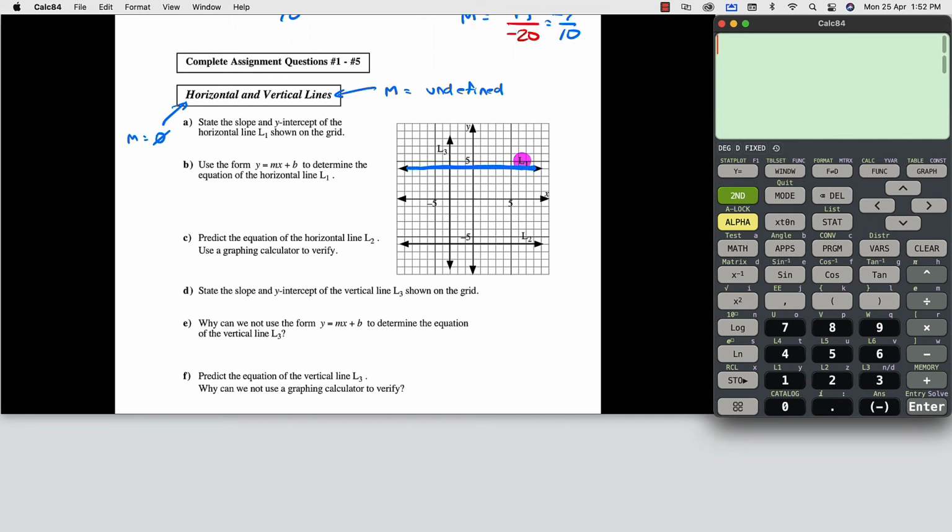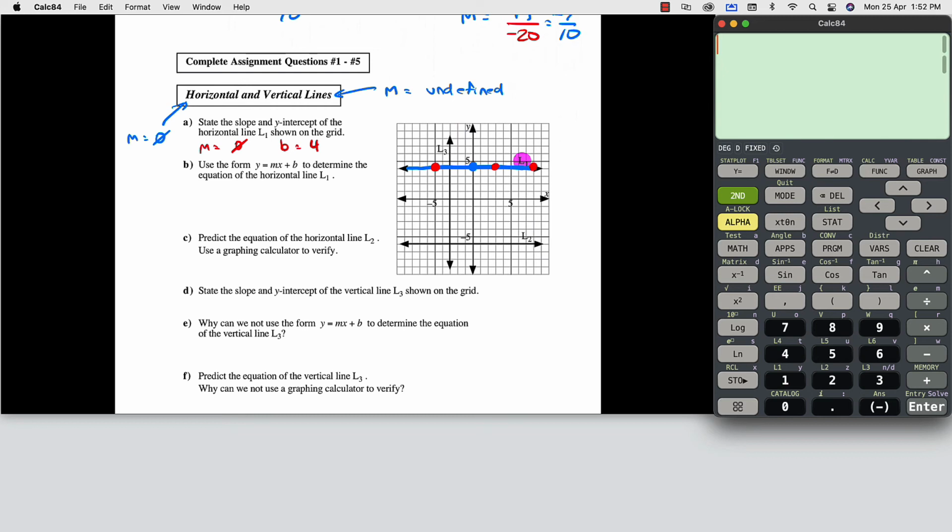Okay, now it's at a value of y equals 4. And no matter what point I put on here, this is x of negative 5, y 4. This is x of 3, y 4. This is x of 8, y 4. Okay, so the slope of this one is going to be 0, and the y-intercept is going to be 4.